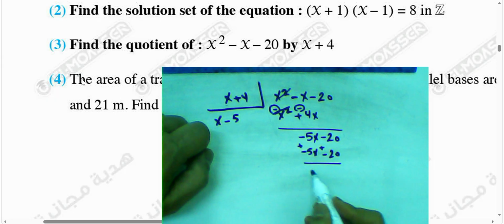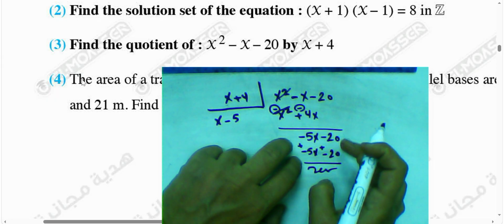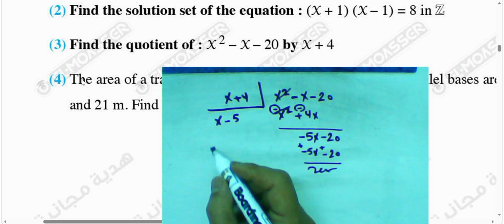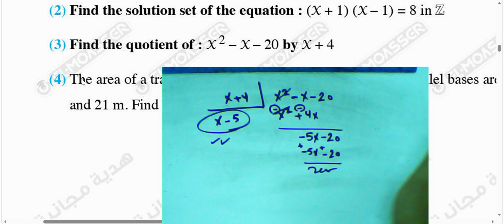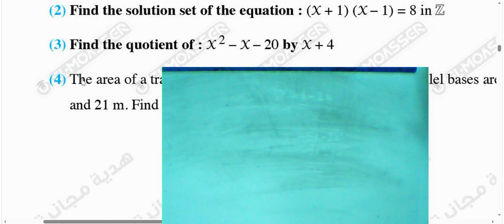And then find the difference between two terms and two terms here, or expressions. The result will be x minus 5. x minus 5 is the quotient, then the quotient will be x minus 5. Next example.